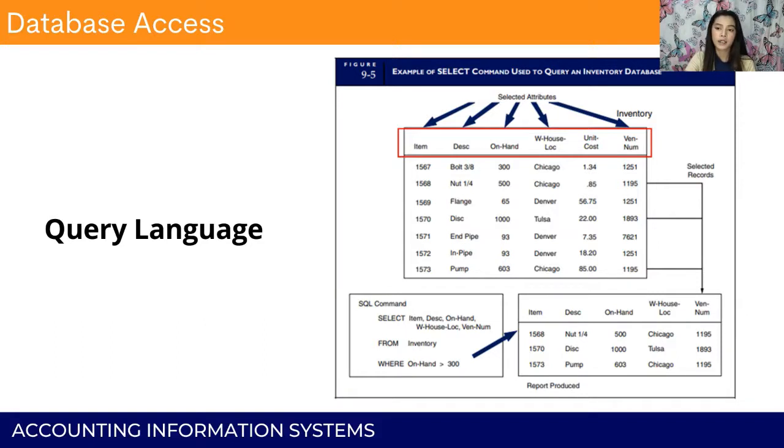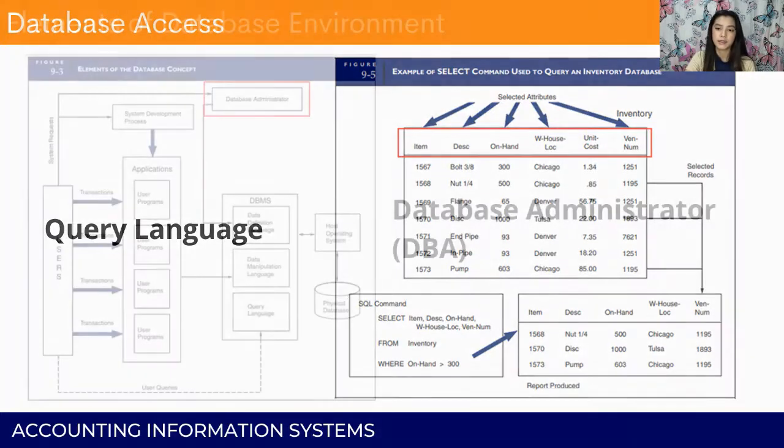Ang hinahanap lang ay data from items, description, on hand, warehouse location, VIN number na ang on hand ay greater than 300. So automatic na inilabas ng interface yung data gamit yung SQL commands.